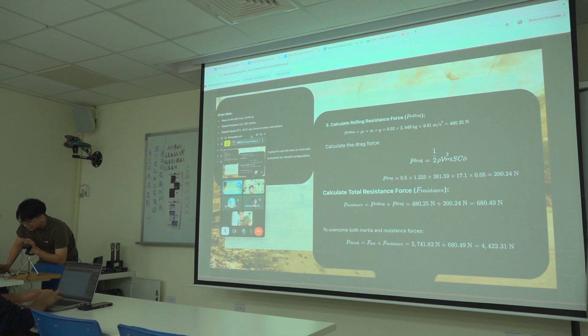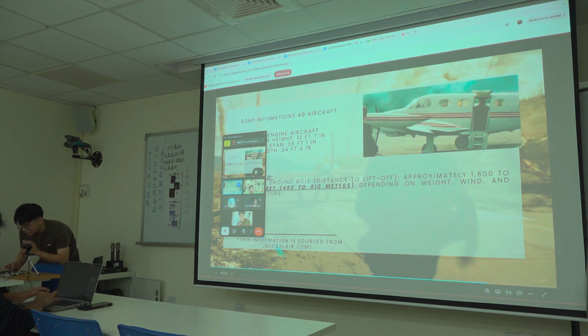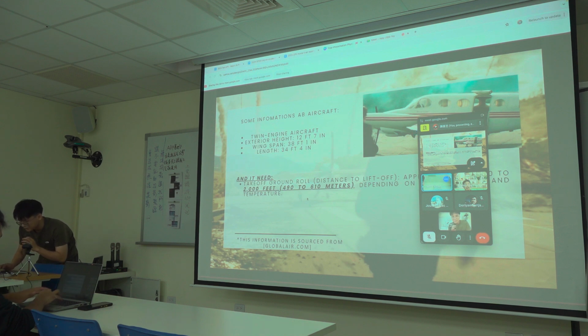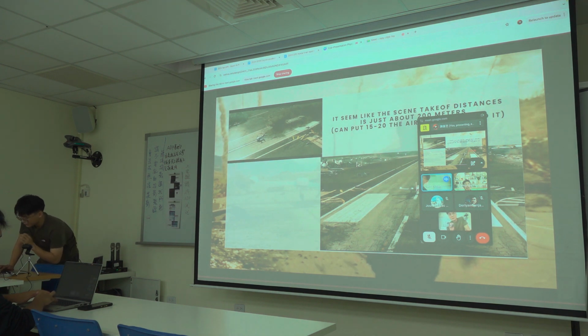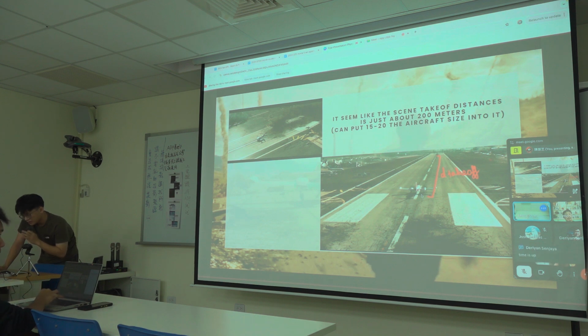And then in reality, the real-life effort of this model of aircraft, based on my research on this website, is given with the takeoff distance. Here in this scene we will find what is wrong with this. I just visualized the distance: about 15 to 20 aircraft could fit along it, so it might be about 200 meters in length. So they give the takeoff distance as 200 meters.